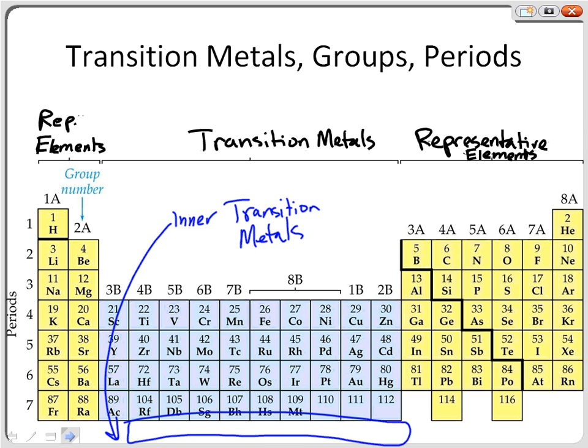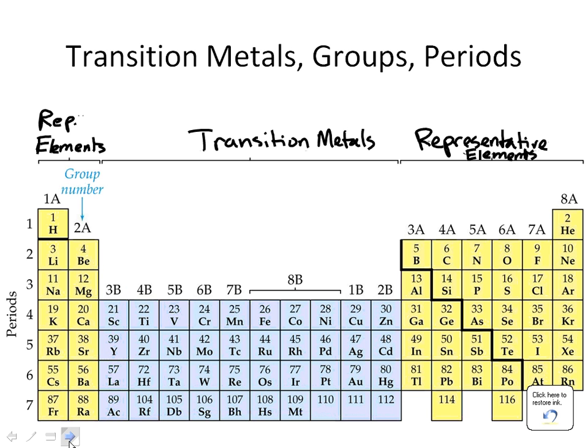So they are transition metals. They're just a special kind of transition metal. So you can color them blue if you really want to. I'm not telling you what colors to use.